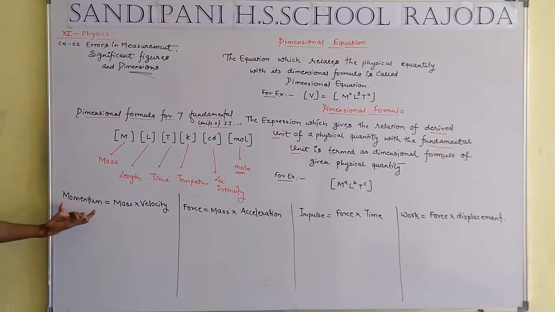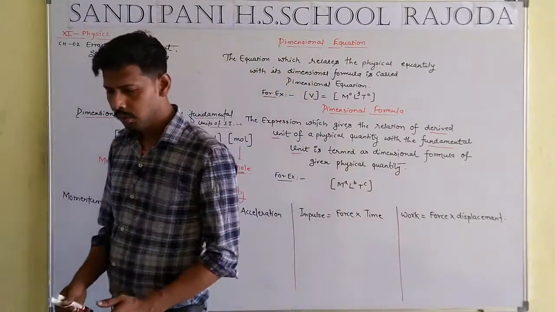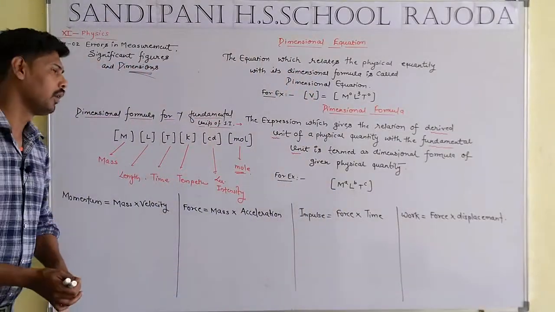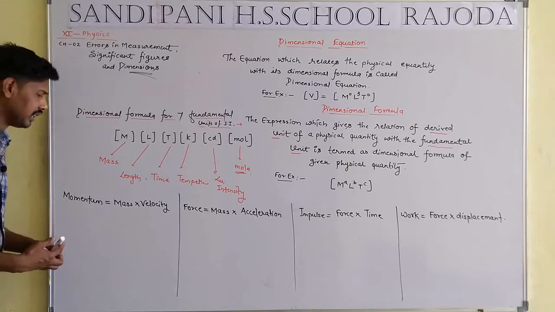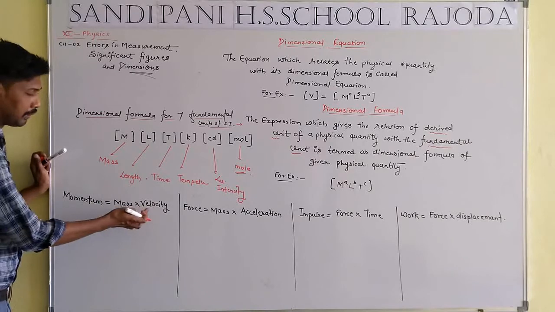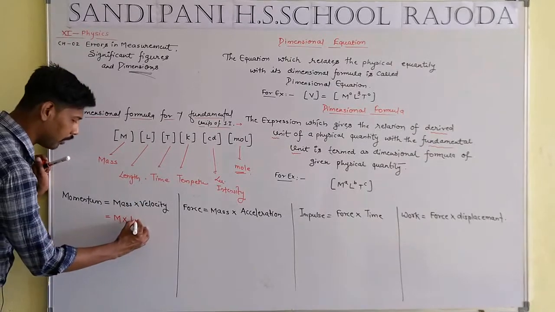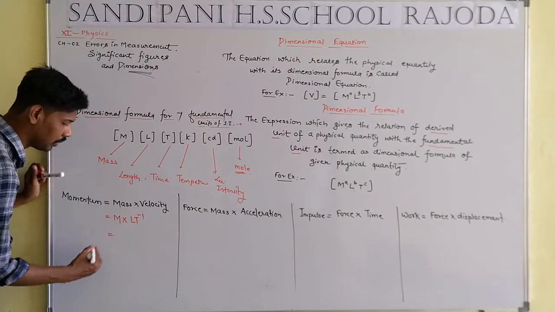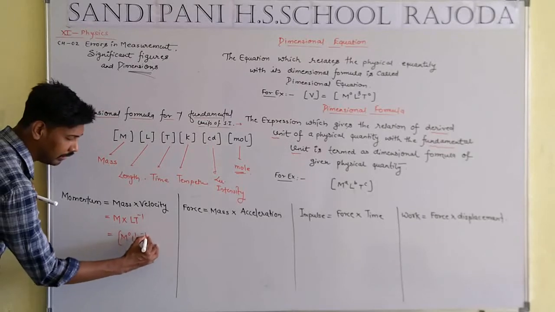Students, next examples are there. Dimensional formula for momentum, force, impulse and work. Firstly, for the dimensional formula, we need to know the formulas of the physical quantities. Momentum will be equal to mass into velocity. Mass will be capital M. In the previous examples we got the proper solution for velocity in the form of L T minus 1. So the dimensional formula will be M1, L1 and T minus 1.